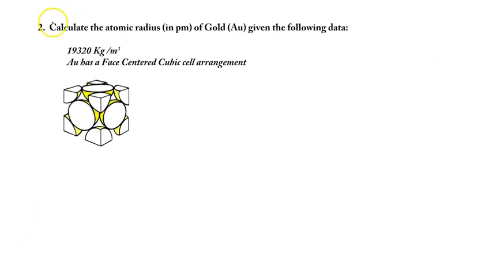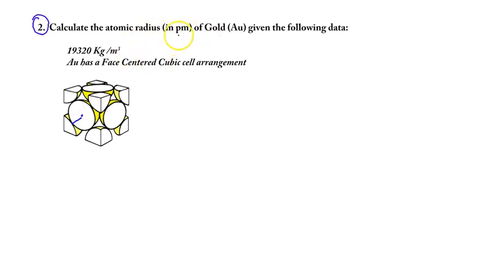So number 2 is a little more challenging, a lot more actually, but we can do this. Calculate the atomic radius. They want the actual radius, right? So this is the center. The radius would be half of that. So this is a radius.